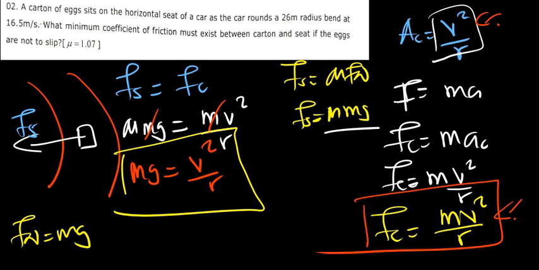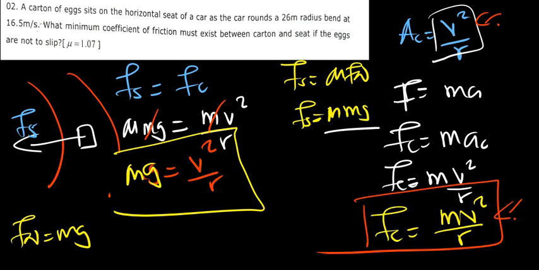This is mu and not mass. Let's not complicate things here. This is mu, then g. You can make anything the subject of the formula. You can make mu the subject of the formula. You can make v the subject of the formula. You can make r the subject of the formula. Let's go back to our question.